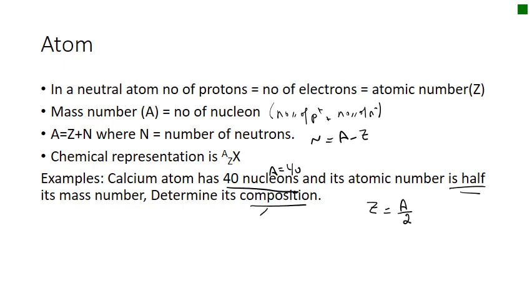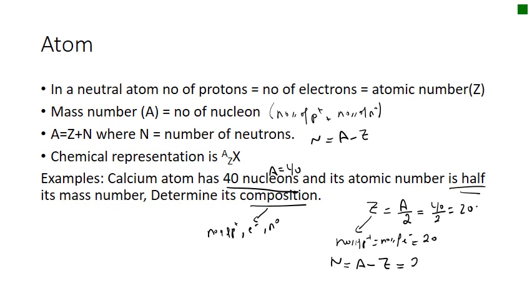How can we determine its composition? For its composition, we need to find the number of protons, electrons, and neutrons. Since the atomic number equals A over 2, it is equal to 40 over 2, which is 20. So from the atomic number, I find the number of protons, and the number of electrons, so they are equal to 20. We still have the number of neutrons. The number of neutrons equals A minus Z, which is 40 minus 20, equal to 20. So this way we can determine the particles present in this atom, which are protons, electrons, and neutrons.